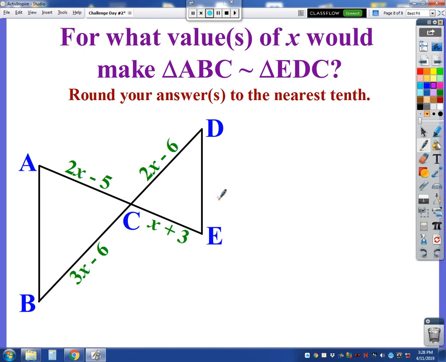All right, so for what value or values of x would make triangle ABC similar to triangle EDC? And this is not a good sign when it says round your answer or answers to the nearest tenth. That means we're not going to get some nice numbers.